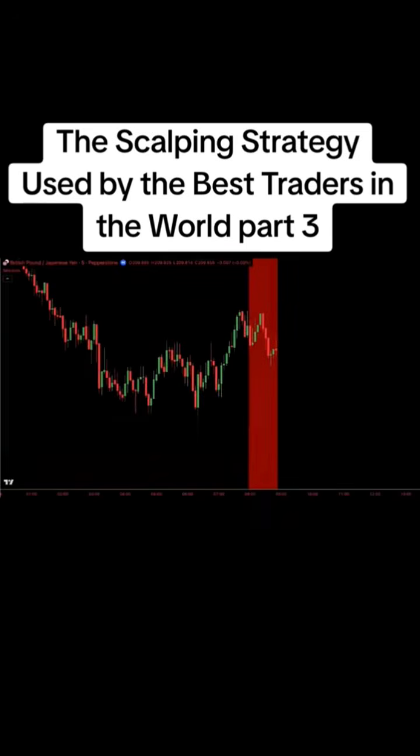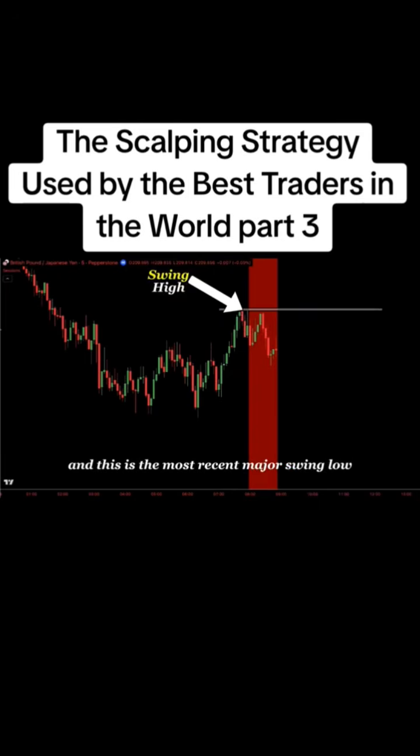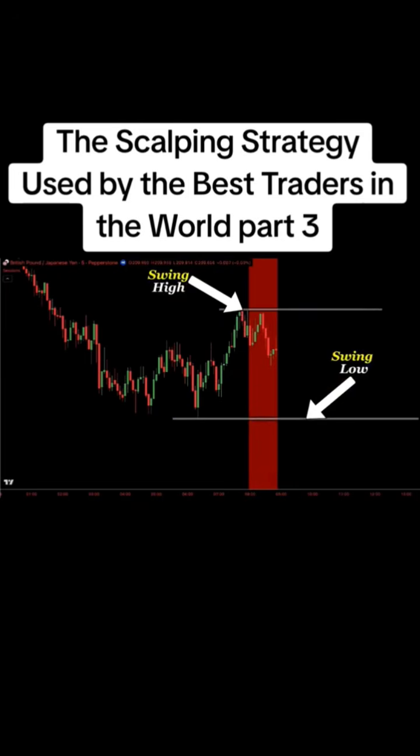Now look at this chart example. This is the British pound and Japanese yen on the 5-minute chart. This is the most recent major swing high, and this is the most recent major swing low. Now look at what happens next.